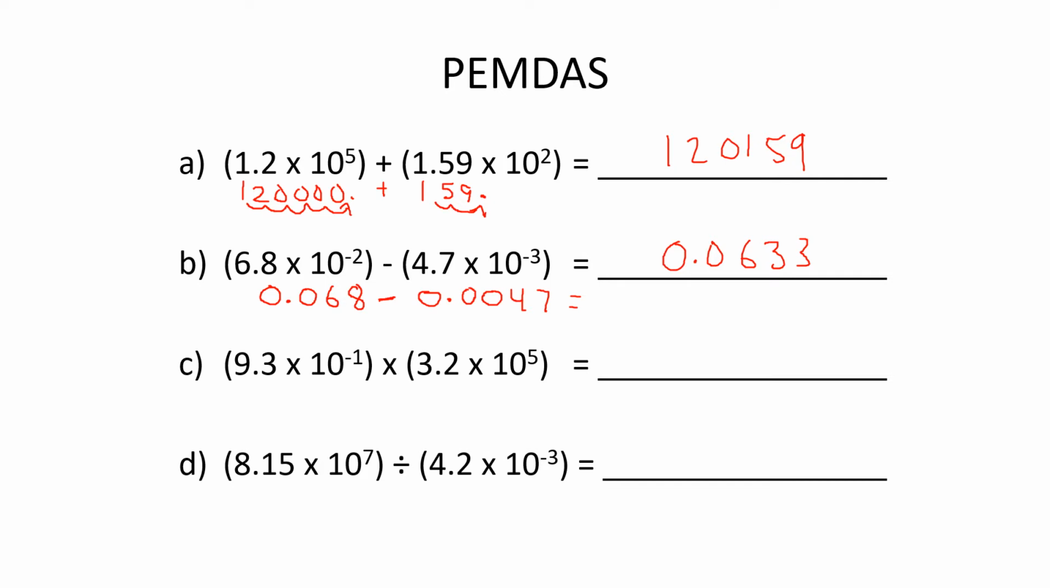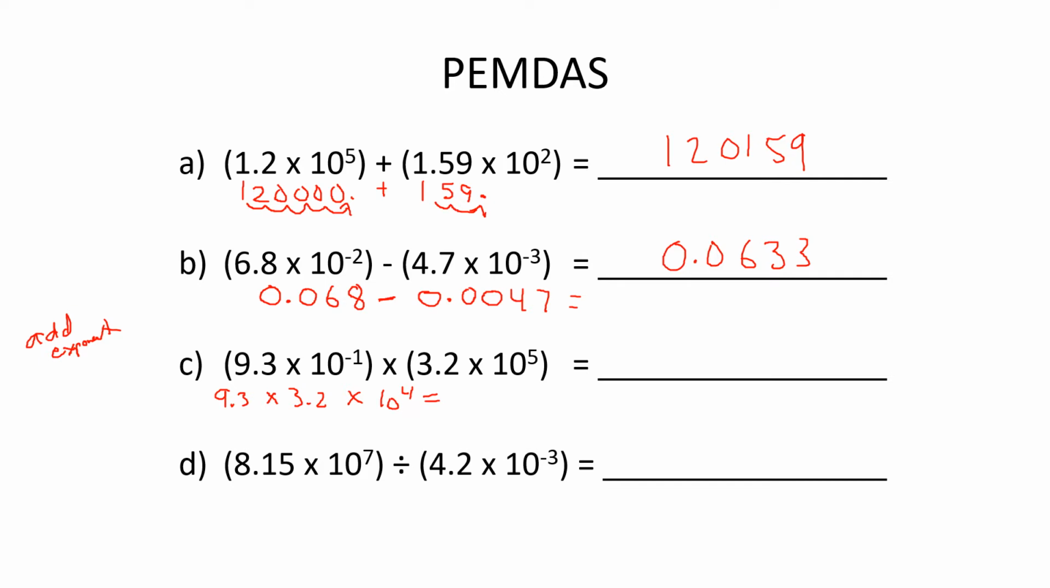All right. C. When you multiply powers of 10, you add the exponents. So what you have here is 9.3 times 3.2 times 10 to the, oh, I got a negative 1 and a 5. Add those together. What do you get? 4. There you go. And you're done. All right. So 9.3 times 3.2 times 10 to the 4. Right? So that's the slick way.